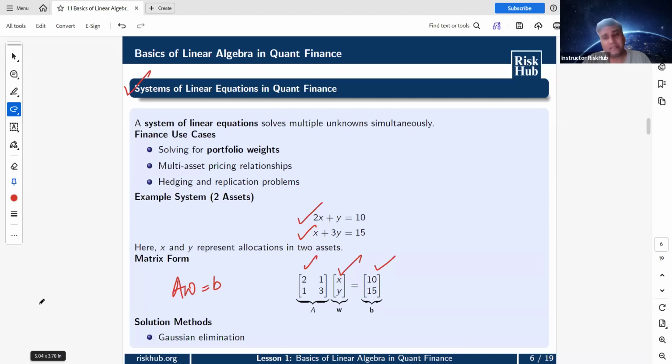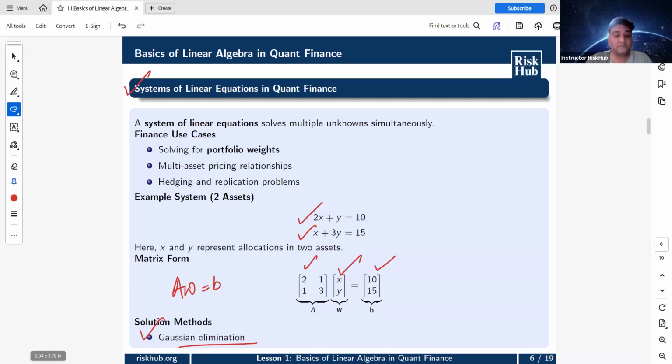The deeper insight here is that finance is full of constraints. Let's say you say that I want 8% return, I want beta equal to 0, I want duration equal to 5, I want weights to sum to 1. These become equations, right? And linear algebra solves them together. That's the whole idea, Gaussian elimination.